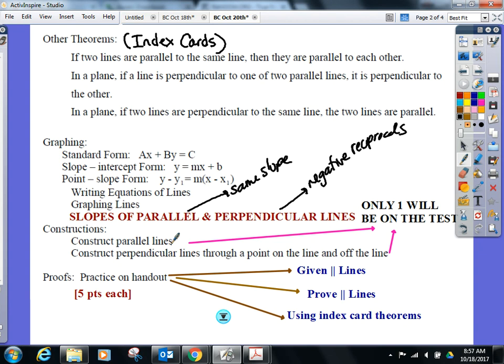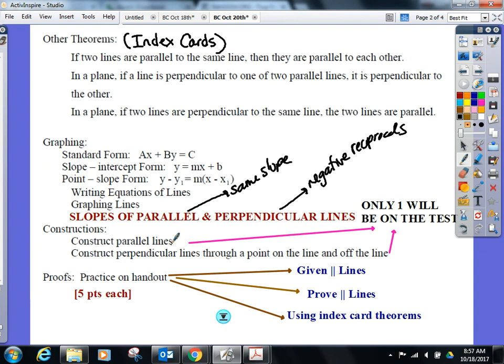There may be some review questions coming up. If there is not, just grab an extra sheet of paper, put a line on there, put a point on there and say, okay, can I draw a line perpendicular through this point? Can I draw a line parallel through this point?